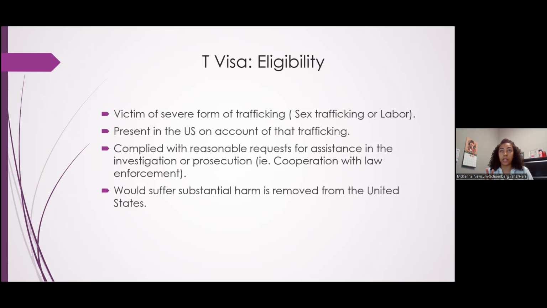So this is kind of twofold here. First, a person who is pursuing a T visa must have reported the trafficking. You can do that with an attorney, with a victim advocate's help, or on your own, but you must report it to law enforcement. And then the second piece is that you must comply with law enforcement's requests for assistance in whatever their investigation looks like. Finally, an applicant must show that they would suffer substantial harm if they were removed from the United States. This is all part of the application process, but these are the main things that you must hit on.